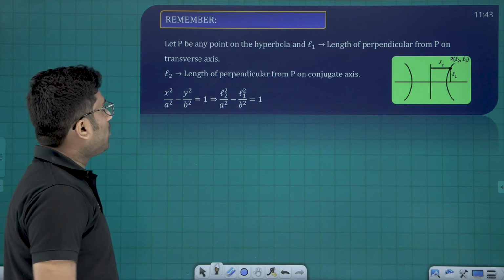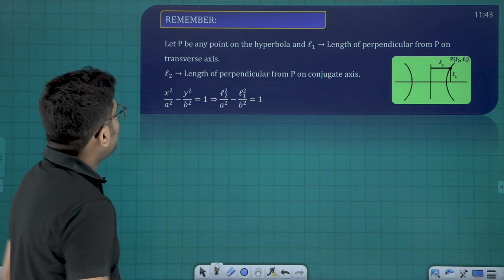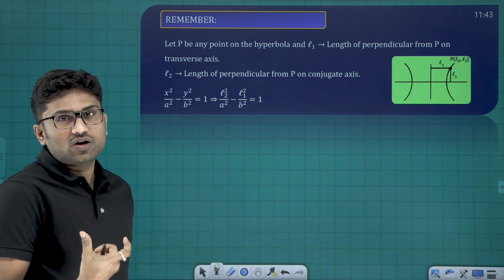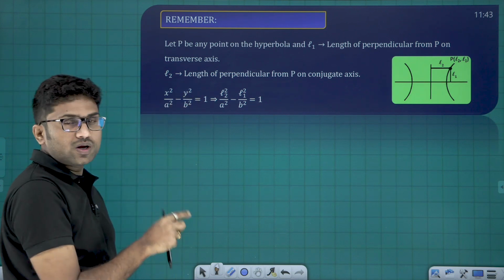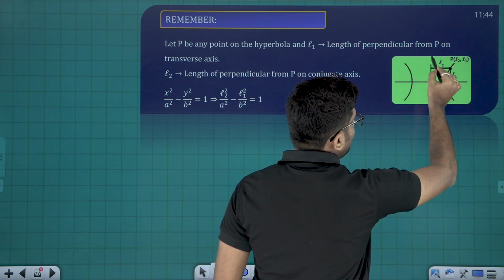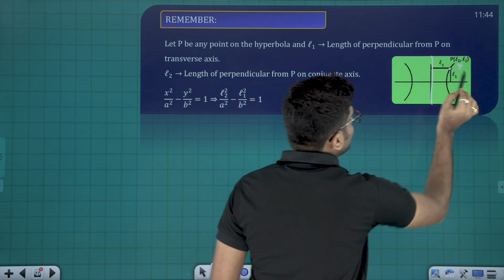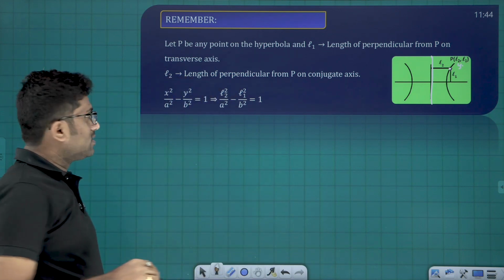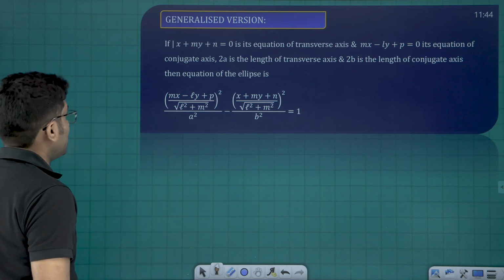Next, let P be any point on the hyperbola and L1 denotes the length of the perpendicular from P, then L2 denotes the length of the perpendicular. Generalized definition of hyperbola it is, because x square by a square minus y square by b square equals 1. X denotes the perpendicular distance from the y axis, and y denotes the perpendicular distance from the x axis. So L2 square by a square minus L1 square by b square is equal to minus 1. That is what we say generalized version.